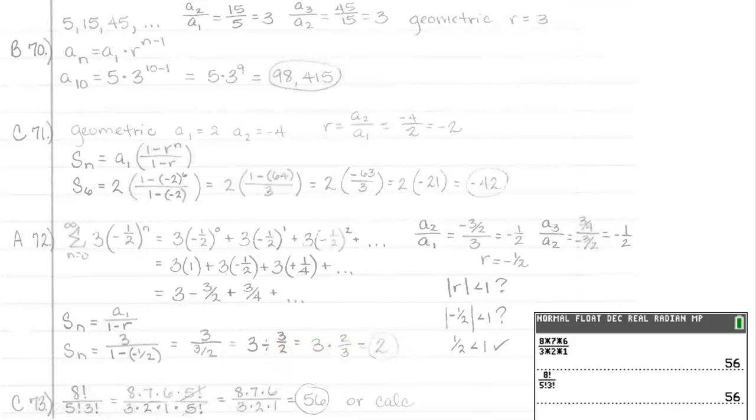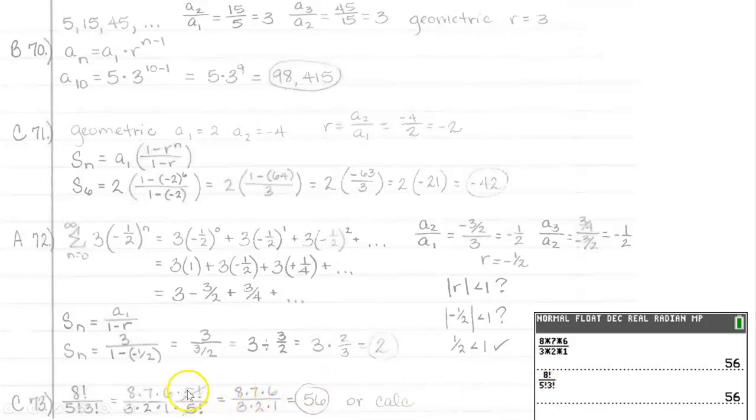Then for 73, they gave us another factorial problem. So we've got 8 factorial over 5 factorial, 3 factorial. So if you want to throw that into your calculator, remember the way we did that. The factorial button is in alpha window number 9. Or you can go to math and arrow over to the right to probability, and you can find your factorial there as well. So you can just put it in your calculator and get your answer.